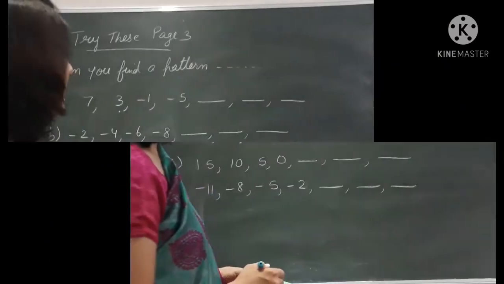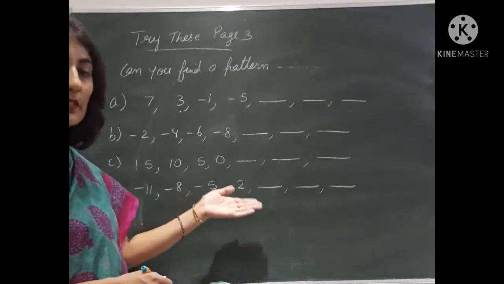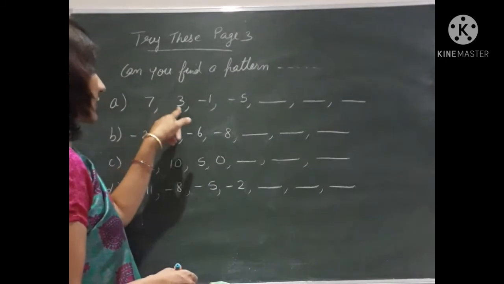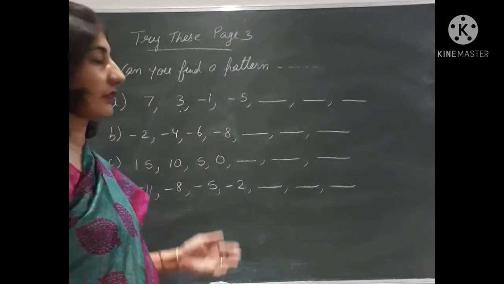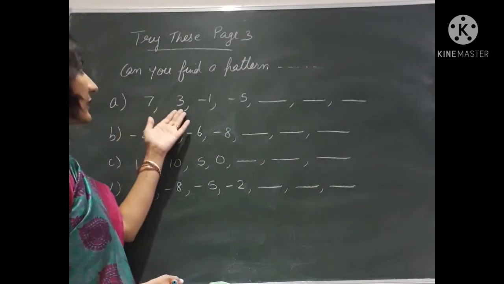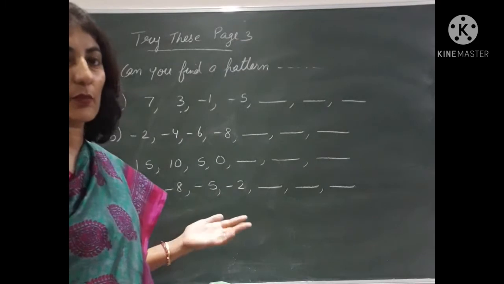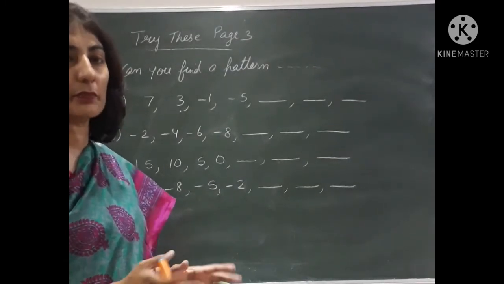Let us start Try This of page number 3. Can you find a pattern in these questions? If there is some pattern, complete the pattern. A part is 7, 3, minus 1, minus 5. To find the pattern, we will see whether by subtracting these integers, the difference is coming same, or by adding the integers, the sum is coming same. Some pattern or the other is there.